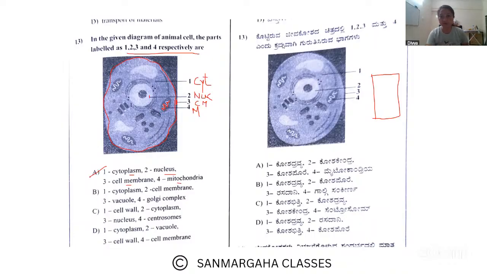Okay. So here, cytoplasm first, nucleus second, cell membrane third, mitochondria fourth. So our option will be option A. Okay. Yes. So we will be moving on to the next question.